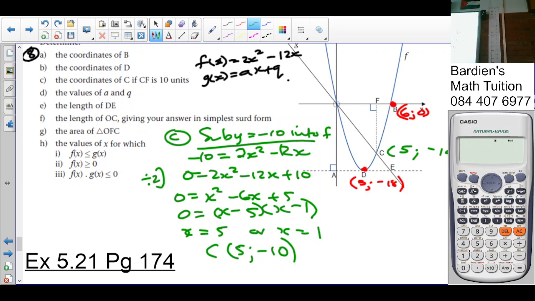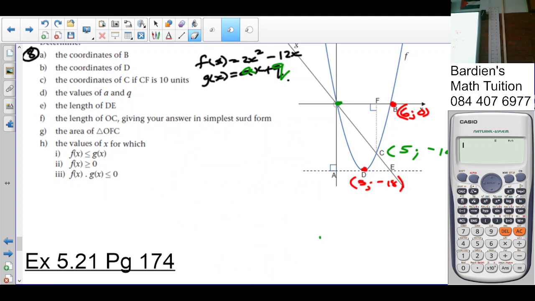Then the question says calculate the value of A and Q. Now where does A and Q fit in? A and Q is the equation of g of x. What is your Q value? 0. How do we know that? It's going through, the straight line is going through the origin. So immediately we can fill in Q. Q has a value of 0.